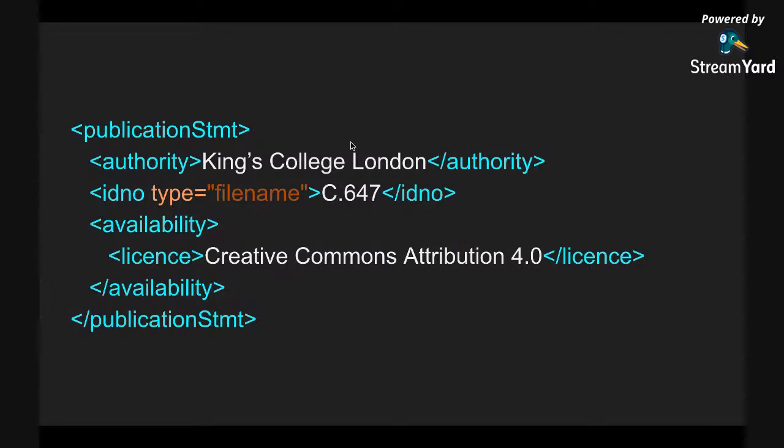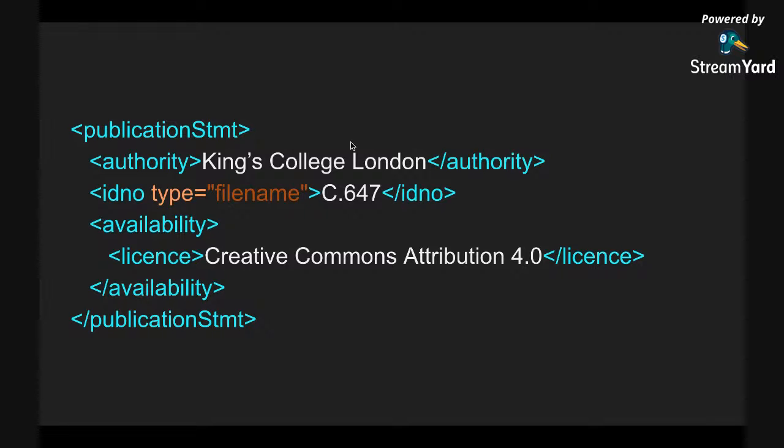And the final thing I think I want to talk about here is just availability. We've said that we have the authority and the identification number, but availability tells you a little bit about under what terms this text and this document and this corpus have been released. In this case, we're saying that it's been released under Creative Commons license. We might also give the URL of that license. We might describe that in some way, especially if it's a non-standard license.